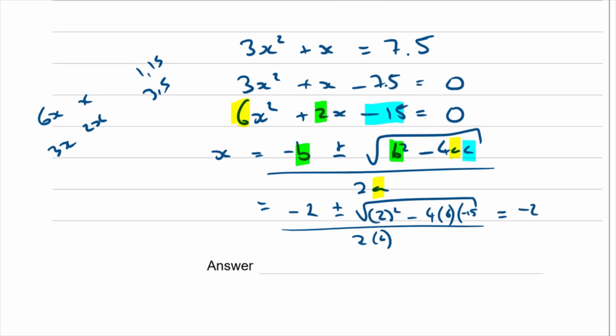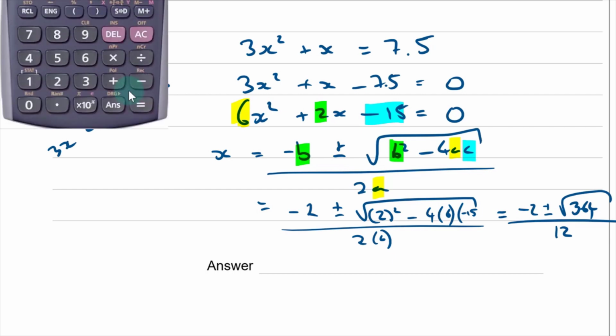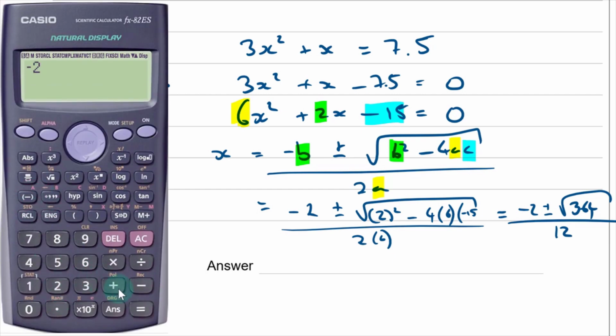So that's minus 2 plus or minus the square root of 4 minus, well, 4 times 15 is 60, times 6 is 360. Going to flip the sign because I've got a minus and minus. So it's 4 plus 360, which is 364, divided by 12. So time to reach for the calculator. Minus 2 plus the root of 364 divided by 12 gives me 1.42.